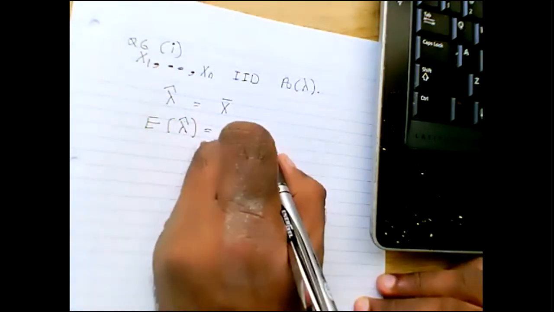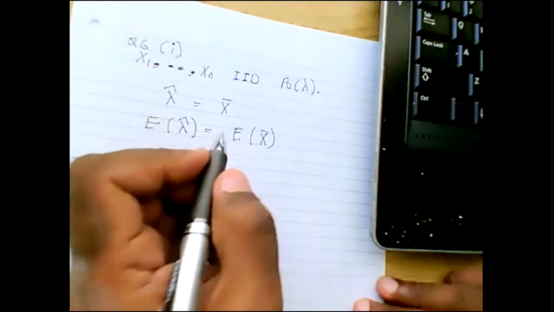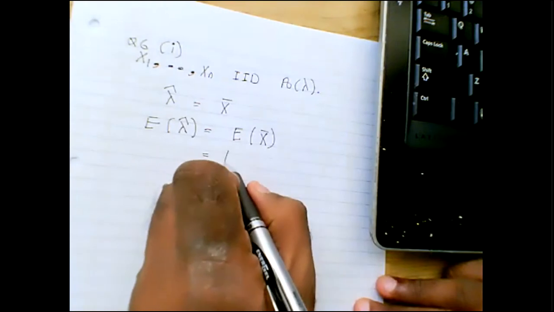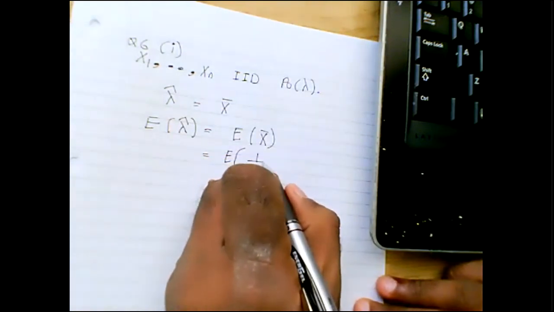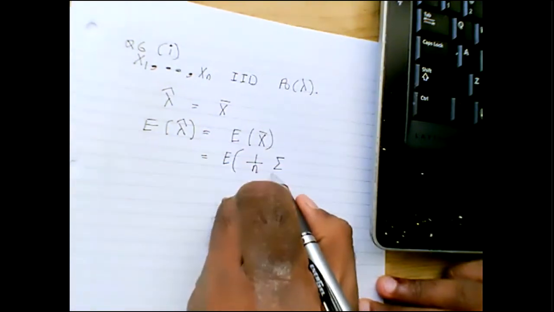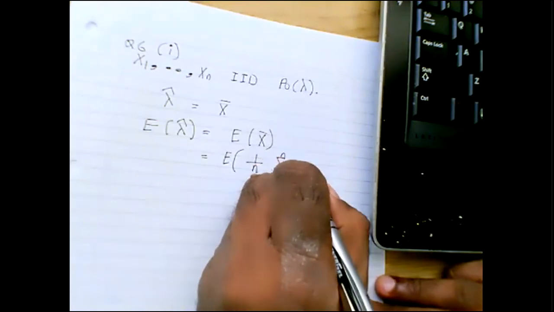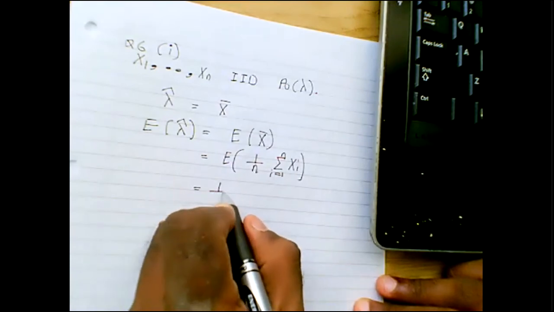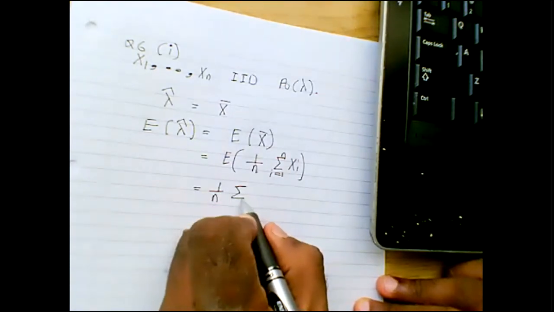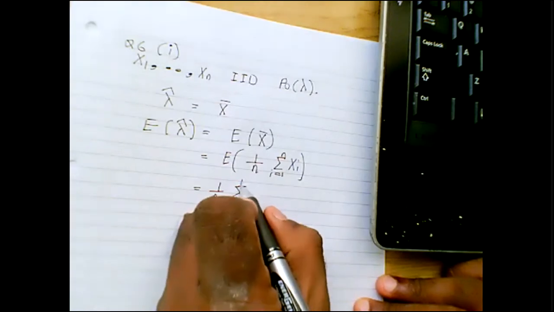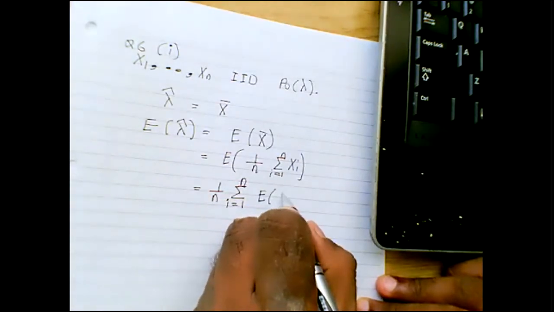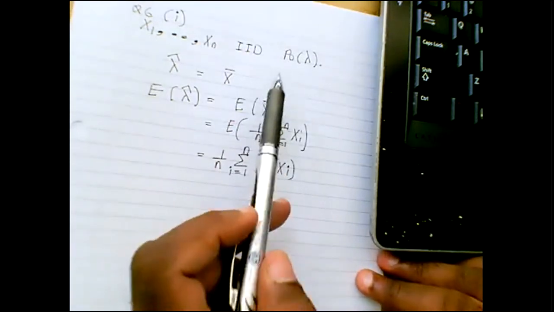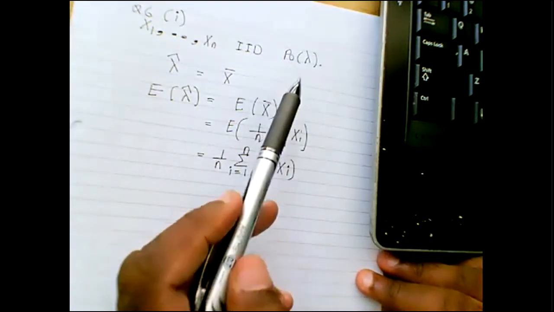Right, so this is the expectation of x bar, and this is going to be the expectation of this. Taking the expectation inside, you get what I'm sure you know from probability 1. Now, what's the expectation of a Poisson variable? I'm sure you guys know.